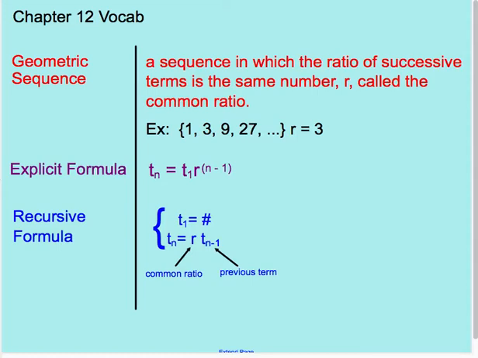And then last we have the recursive formula, which again is similar to the recursive formula for arithmetic, except that instead of adding or subtracting that common difference, we're going to be multiplying by that common ratio.